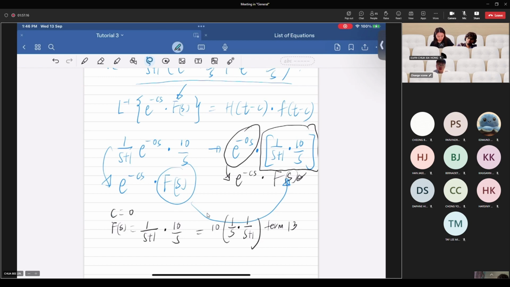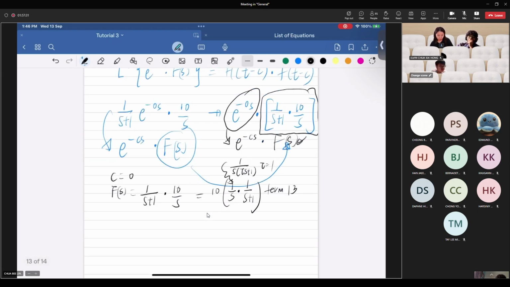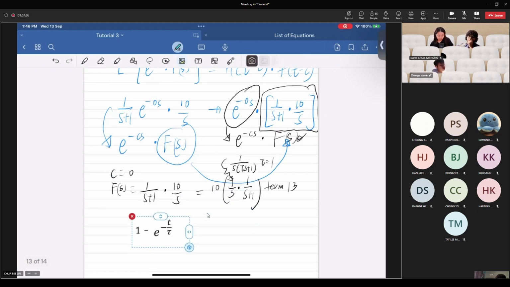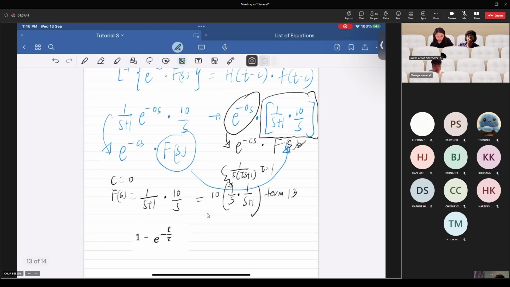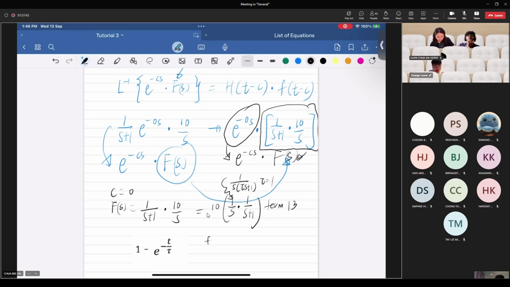So this is just like 1 over S(tau S plus 1), where your tau equals 1. Compare this, so you'll have the answer of direct conversion when you inverse Laplace. So your f(t) will be 10 outside, then bracket 1 minus e to the negative t over 1.